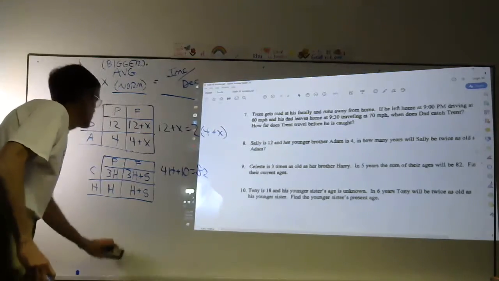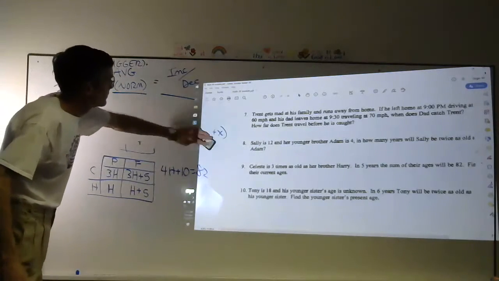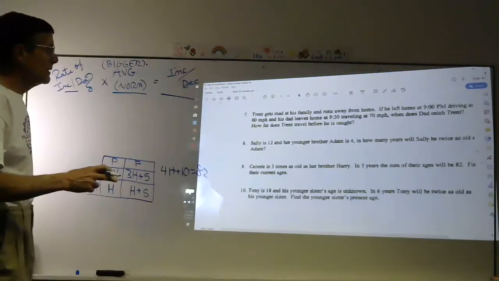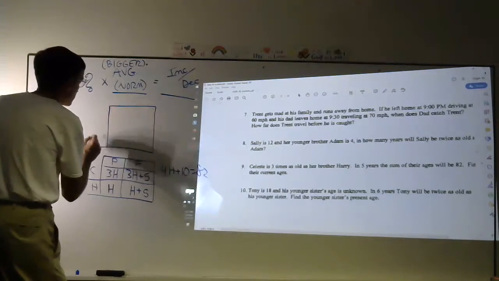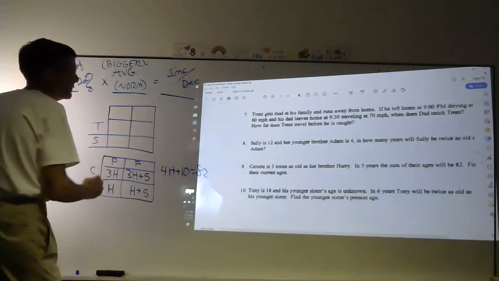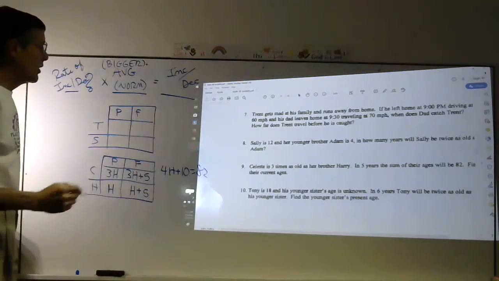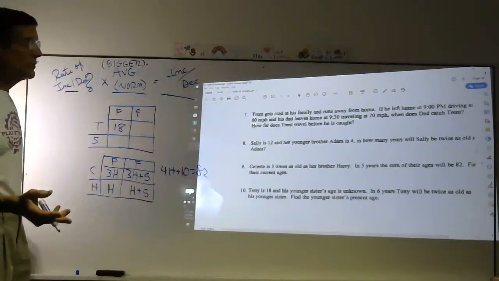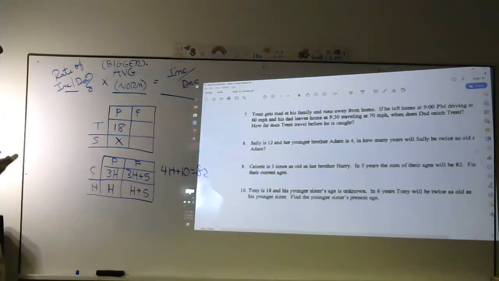Okay, number 10. I tried to make a tricky one. I don't know if I succeeded or not. So number 10, we have Tony and a younger sister. All right, so here we go again. Age chart. So we have Tony and sister. Is it present and future again? Yep, present, future. Tony's 18. Bingo, got it. His younger sister's age is unknown. I don't know. X.